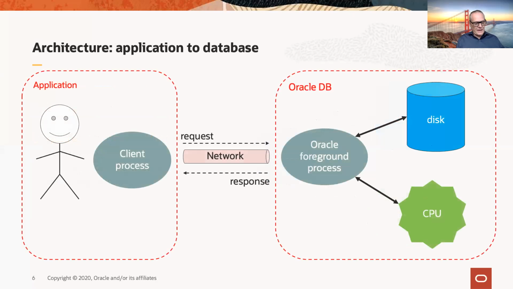Okay, a simplistic architecture diagram here of a database-centric view of application architecture in terms of an Oracle database, right? On the right side, we have an Oracle database, and the work inside a database is conducted by foreground processes. We'll talk more about that. Data comes in and off of disk, compute happens on CPU.